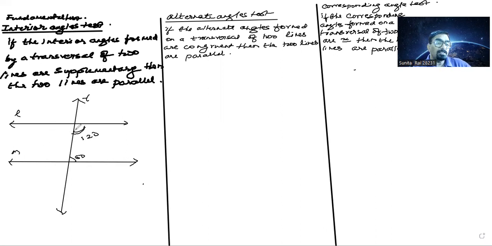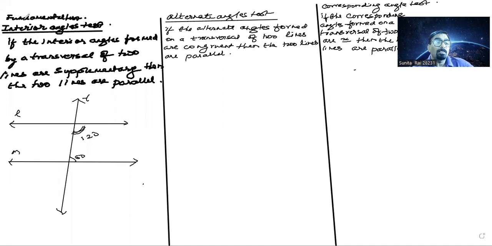So the sum of the interior angles, how much is it? Look, 120 plus 60, how much is that? 180. Therefore, interior angles are supplementary. So I can say line L is parallel to line M by the interior angle test. So remember, if the interior angles are supplementary, you can say the lines are parallel.